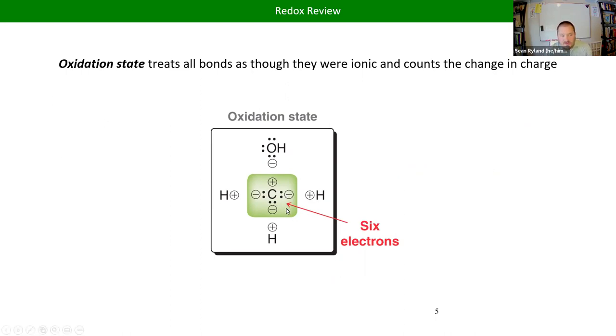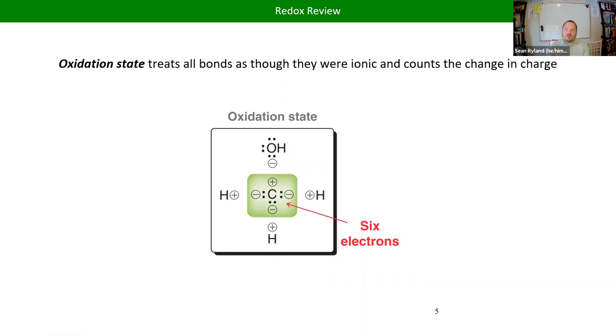And then for all of these, for hydrogens in an organic compound, hydrogen is always going to be +1. Right, because hydrogen is less electronegative than everything else in an organic compound. Remember, hydrogen is right on our line for electronegativity between metals and nonmetals.